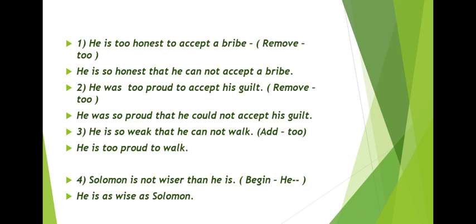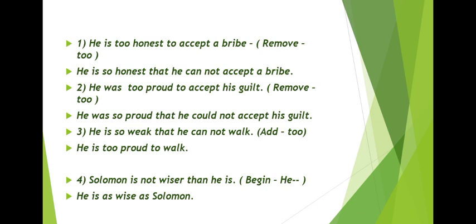Clear? Now, next sentence is: Solomon is not wiser than he is. That means both are the same type of wise. Solomon is not wiser. Now, whenever you have to start with "he", that means you have to change it into positive form. He is as wise as Solomon. Both are the same type of wise.